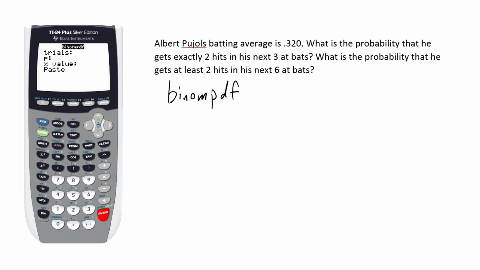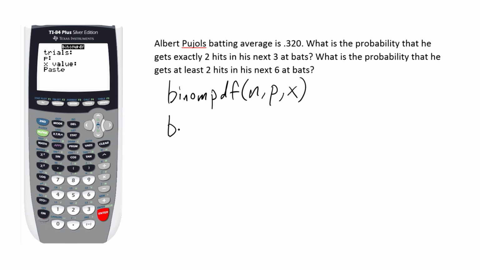And for the binom PDF function, we're asked for 3 things. We're asked for n, p, and x, where n is the number of trials. For our example, that would be the number of times Albert Pujols goes up to bat. P is the probability of success for that trial. So for us, that's going to be .320. And then x would be the number of successes that we're looking for. So for us, that's going to be 2.